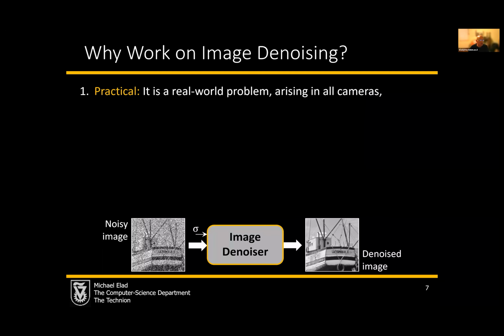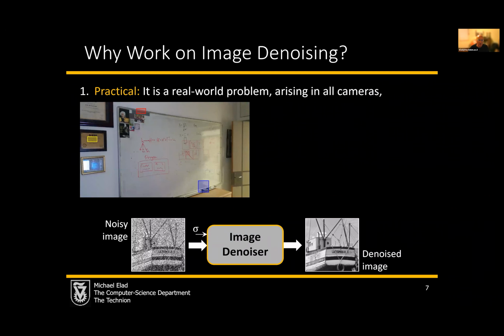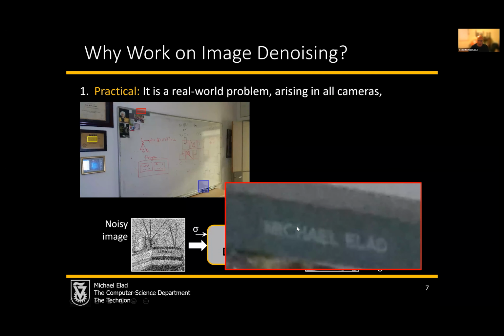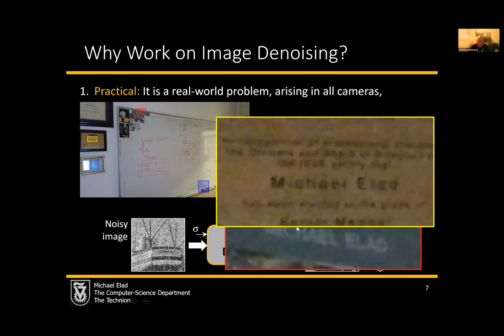Why are we working on this problem? First and foremost, because it is coming up in every camera. For example, here is a photograph I took with my cell phone. Now, if it is a cell phone, it means that there is already denoising involved inside the path. I'm zooming in on these three portions, the blue, the red, and the yellow. And the zoom in shows you that the content is horribly noisy still after all this denoising that already took place.